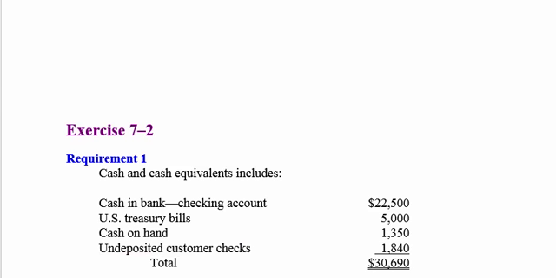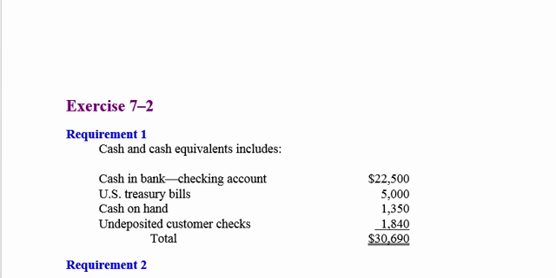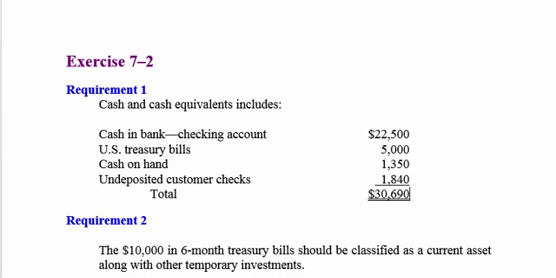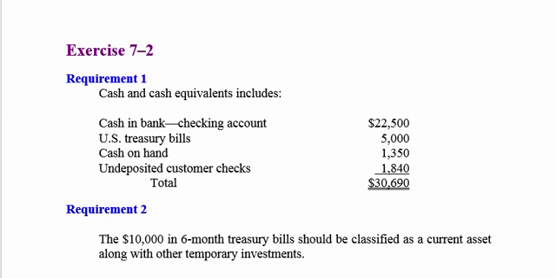Now, with number 2, for each of the items not included in your answer to requirement 1, explain the correct classification for the item. Well, the Treasury bills which mature in 6 months had an original maturity, looks like, of 7 months. They would still be a current asset because they're going to convert to cash within less than 1 year. But we'll call them short-term investment or temporary investment is what they go with. It's definitely a current asset.